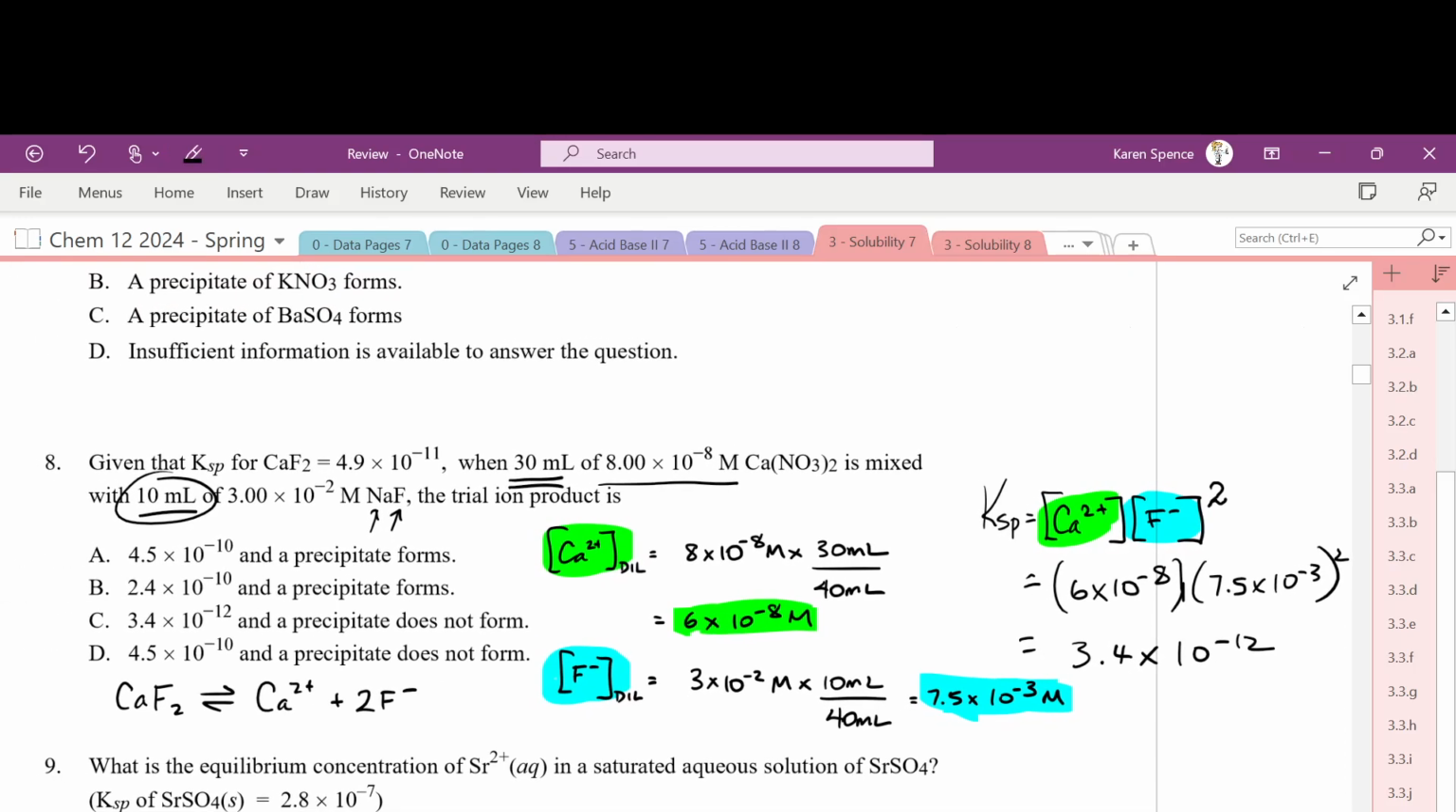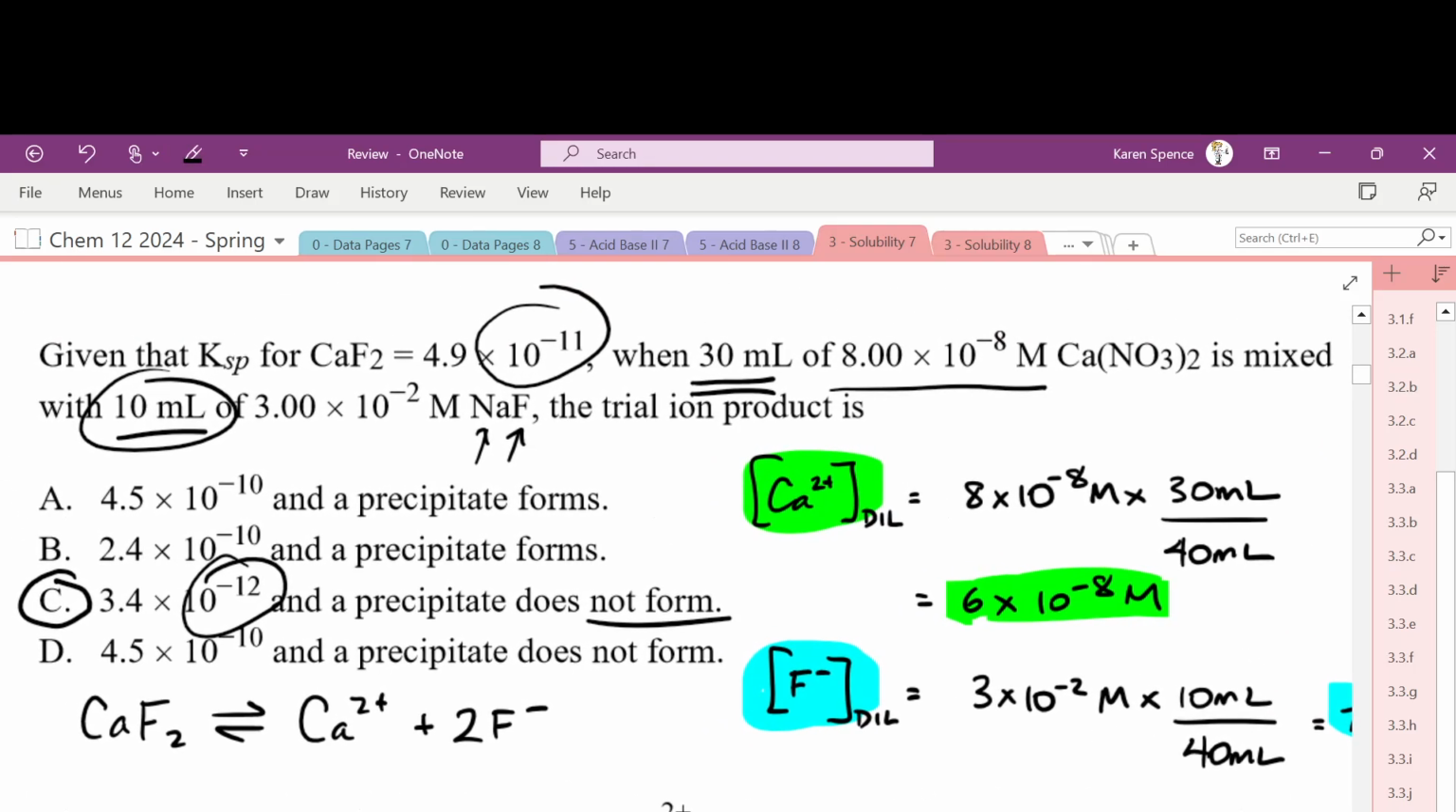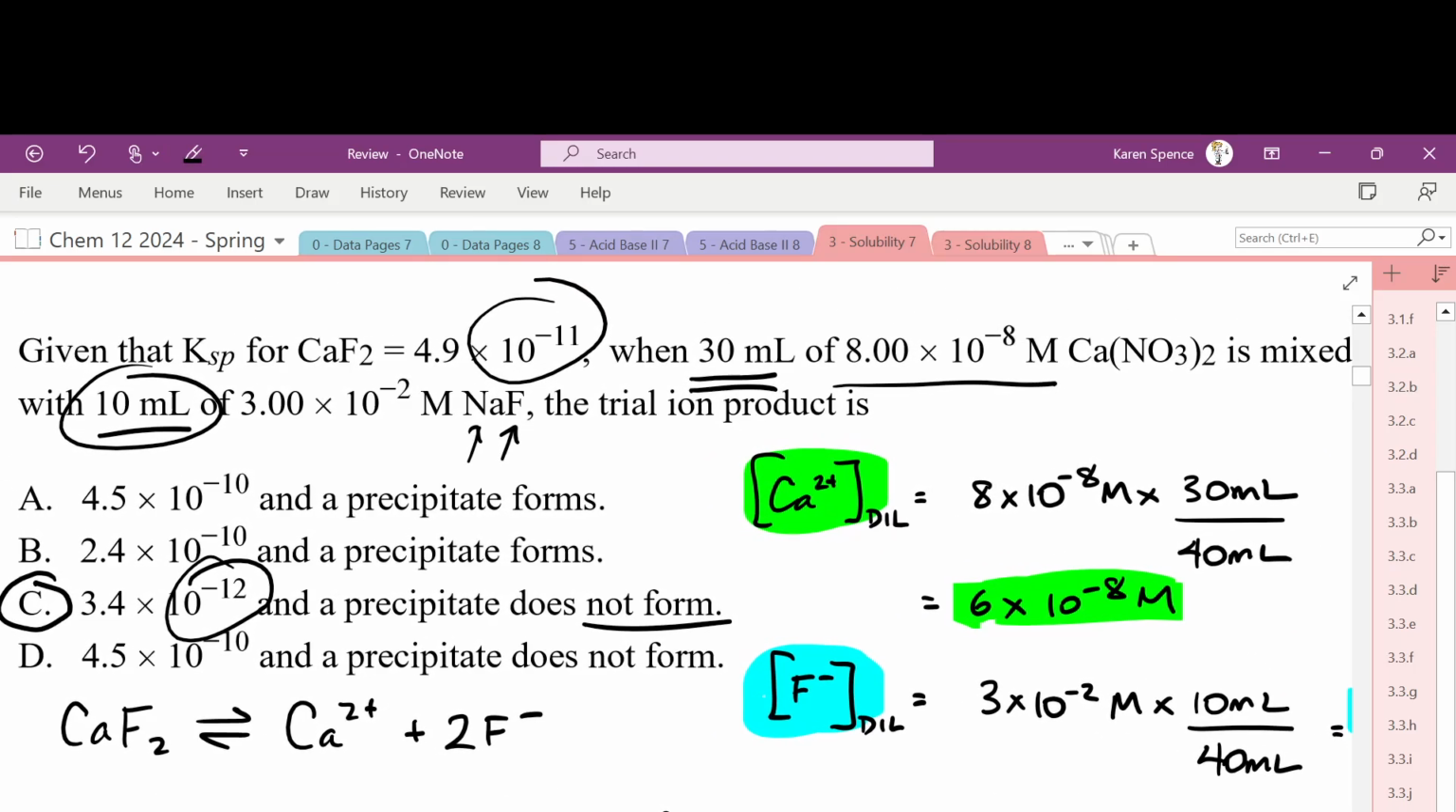So that's going to be C, and let's just double check that a precipitate does not form. Yeah, it is smaller. 10 to the negative 12 is smaller than 10 to the negative 11. So a precipitate will not form.